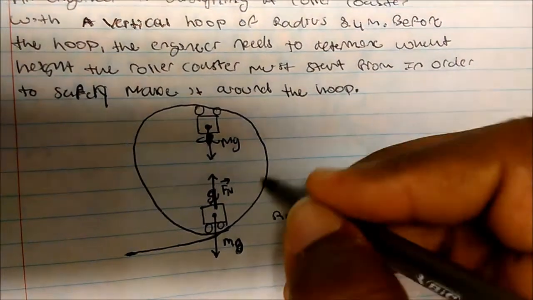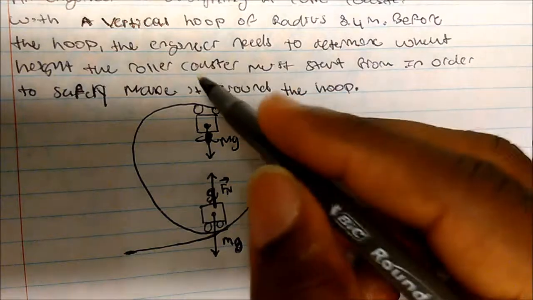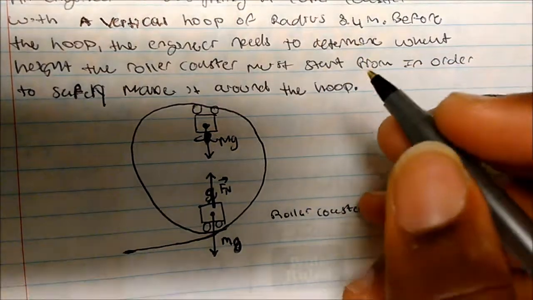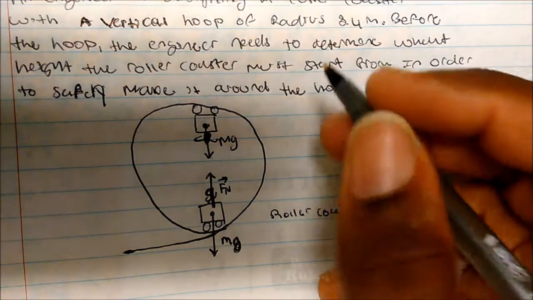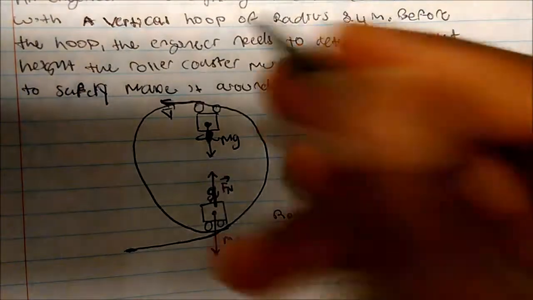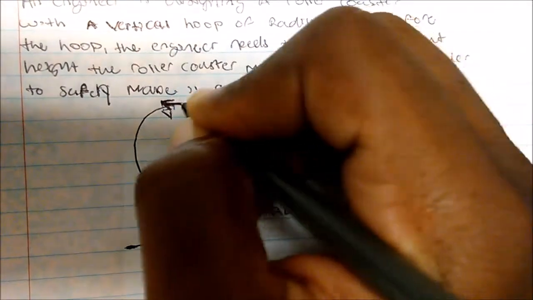So remember, as we're going in the circle, where's my velocity? Where does the cart want to go? The cart wants to go tangential to the motion. And so you can see that my velocity is tangential to the circle. So this is my velocity, tangential to the circle.